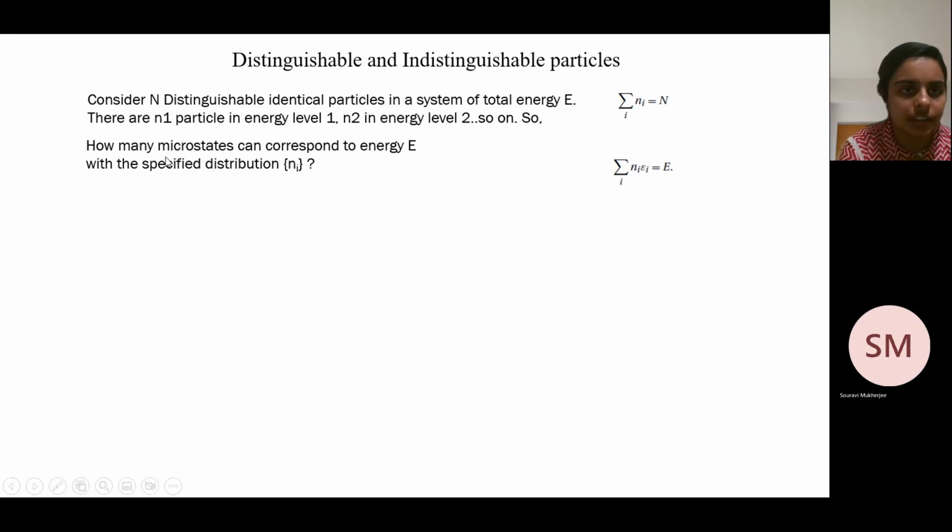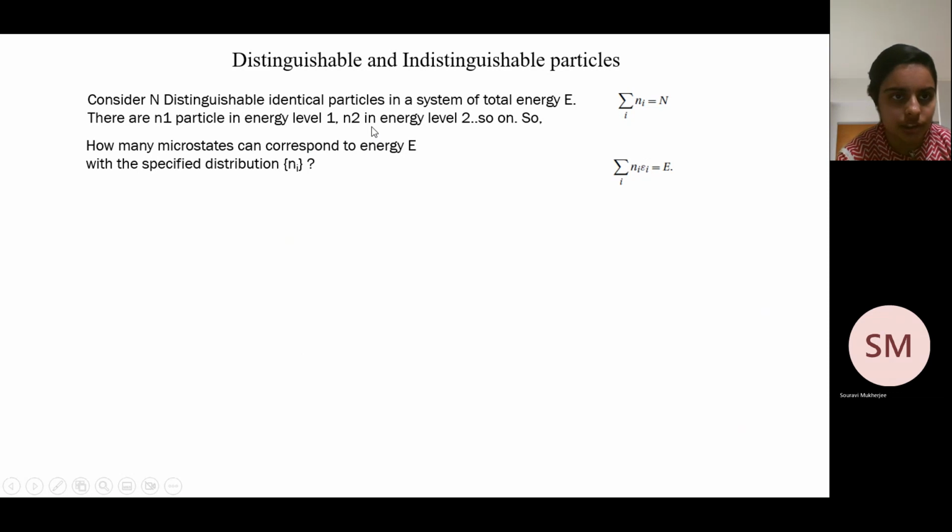Okay. So now consider that you have N distinguishable identical particles in a system of total energy E. The total energy of the system is E, but inside you can have n1 particles in energy level E1, n2 particles in energy level E2, and so on. So in a way, the sum of all these n1, n2, n3, and so on gives you the total number of particles. And if you do the sum of n_i E_i, where n_i is the number of particles in the energy level with energy E_i, you'll get the total energy. So these are the two conditions that the system satisfies.